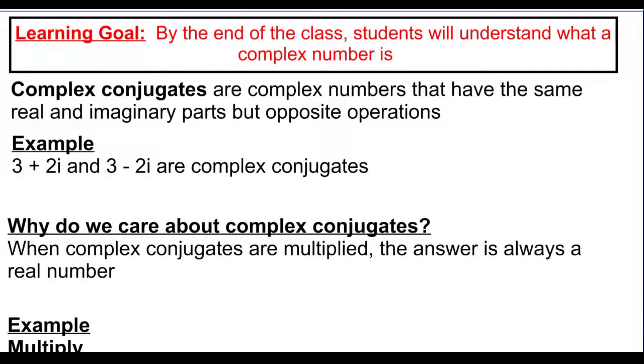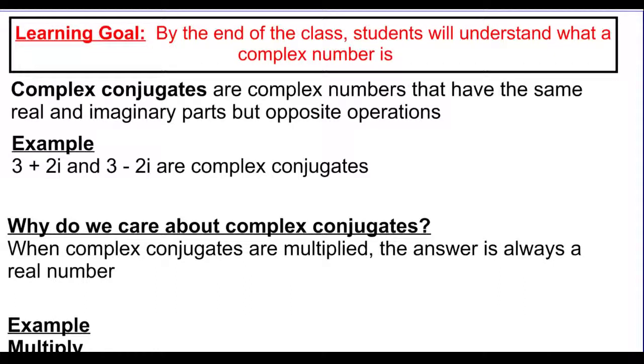Complex conjugates are complex numbers that have real and imaginary parts that are the same, but the operation in between them is different. So here's an example of that. If you take a look at my expressions here, I'm claiming that these are complex conjugates. The numbers are the same, right? I have a 3 in the real number spot. That's what we call the A position. And I have a 2i in the imaginary position. That's bi, right? But I have a plus in front of one of them and a minus in front of the other, okay?